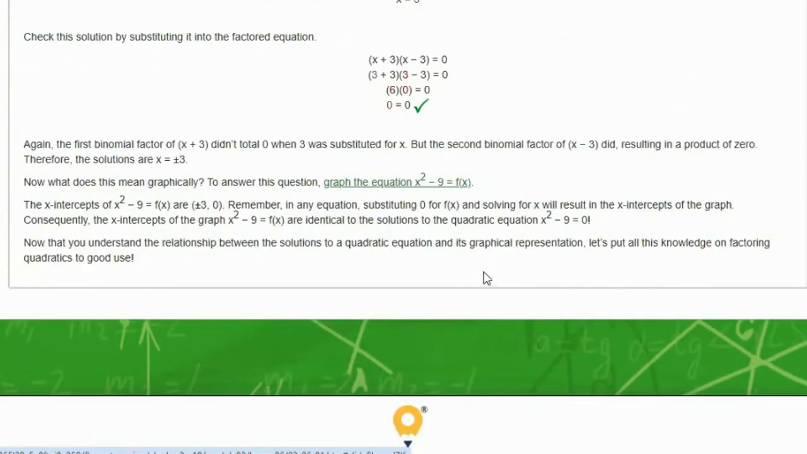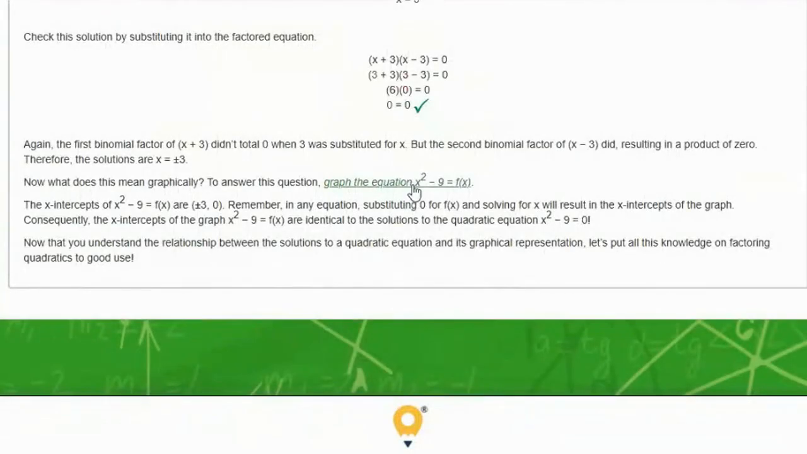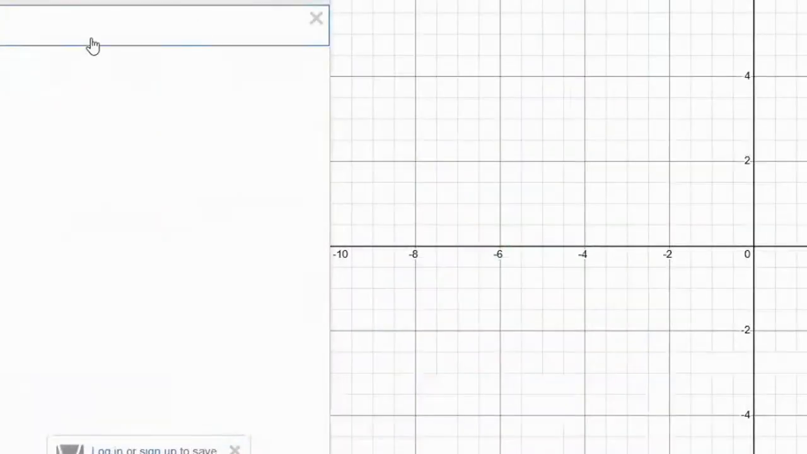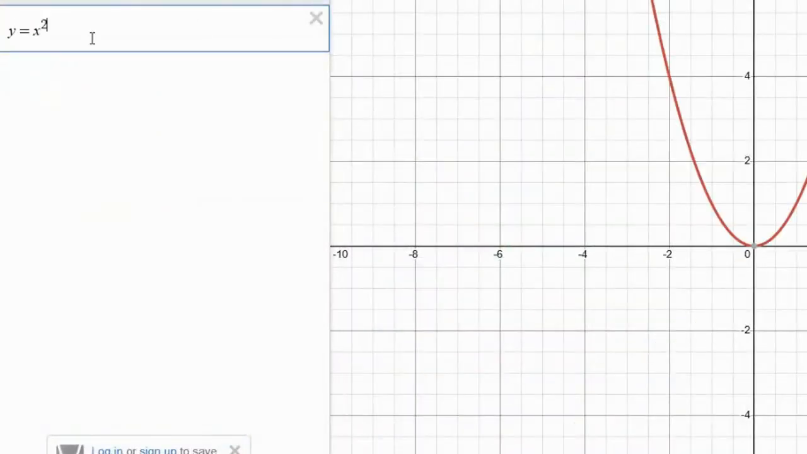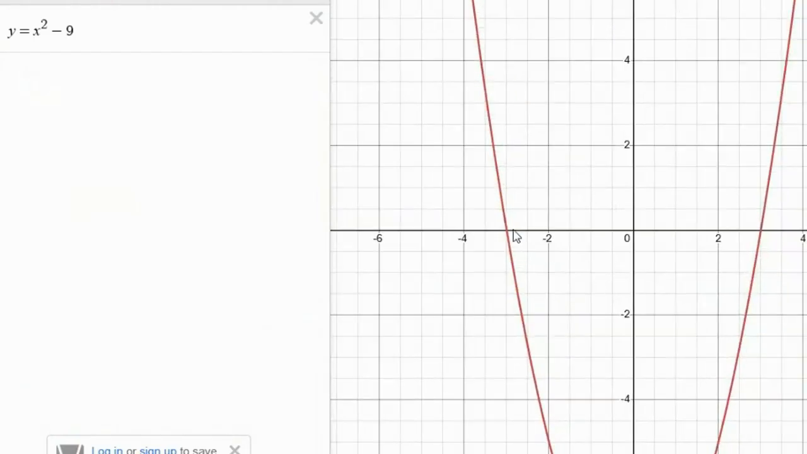So that works pretty well. If we can factor it like that, if we can get a difference of squares, we can also graph this equation. Let's go to Desmos and see what happens when we take the one that we rearranged, x squared minus 9. So y equals x squared minus 9. When we graph this, we also see the two solutions, negative 3 and positive 3. It gets that simple, graphing.